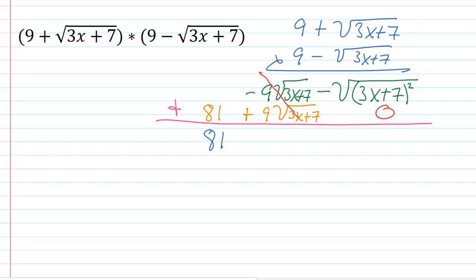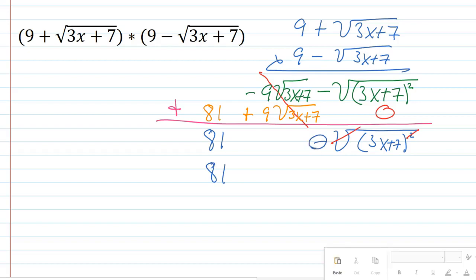Positive 9 and negative 9 cancel out to give me 0, which cancels out the entire middle term. And then, like we just said, the square root and a square cancel each other out. That's going to give me 81. Now notice this negative sign. The negative is still on the outside. So that's going to become literally negative times 3x plus 7.